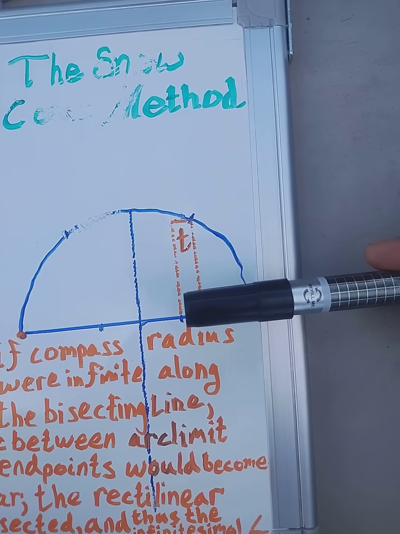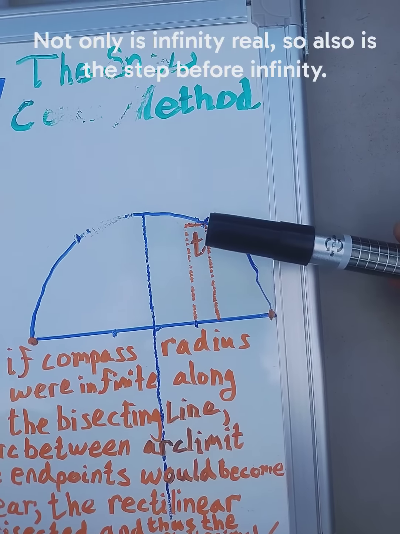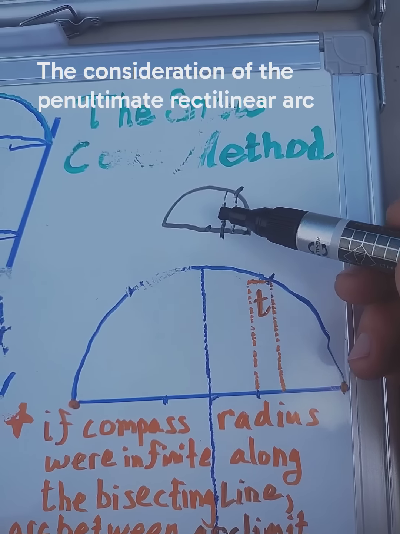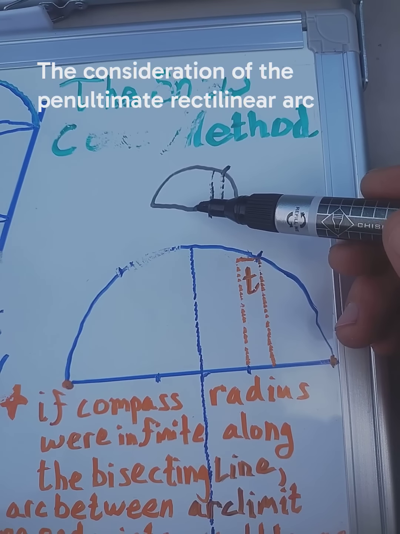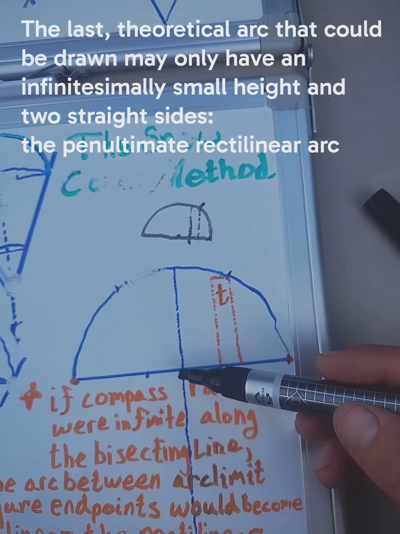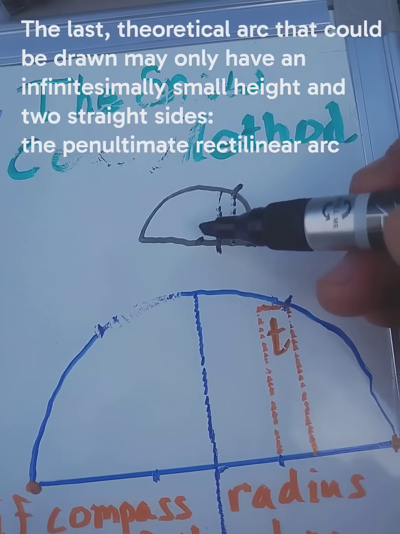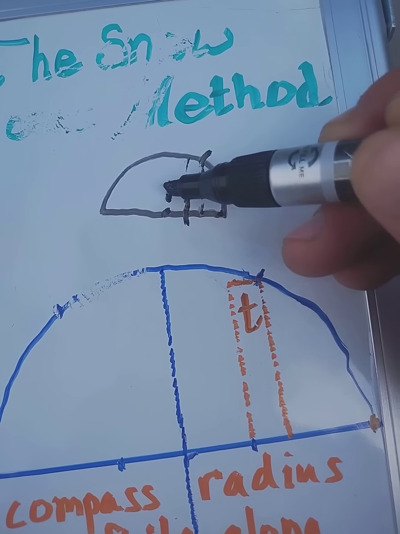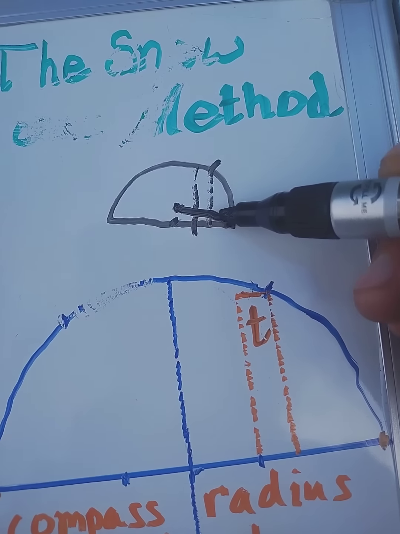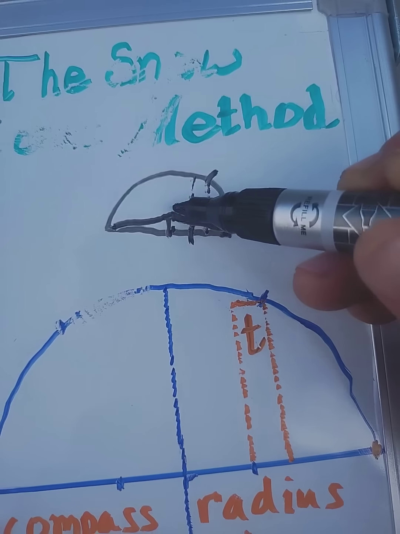And then I'll explain really quickly the reasoning why you actually need to arc up to here. It's not just a straight line connect. The consideration of the penultimate rectilinear arc. Let's say I could have an infinite setting on my compass and make this rectilinear arc limit. Well, what would be the element before that? It would have a tiny height and basically form a right triangle. This is the penultimate rectilinear arc and actually has 2 straight lines to it.